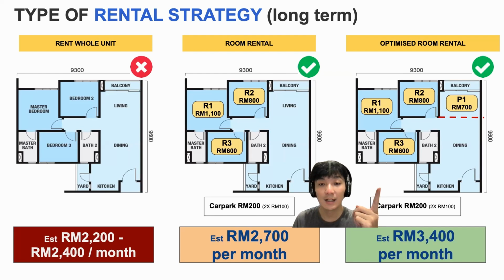The first one, you rent using the whole unit. So whole unit, you rent around 2004 to 2005, let's say. If you don't do any partition room, you just rent out by room. So this is the total rental income 2007. And if you optimize the layout, this layout can be optimized into 4 rooms. So 4 rooms, you can get around 3,004, including renting out car parks.